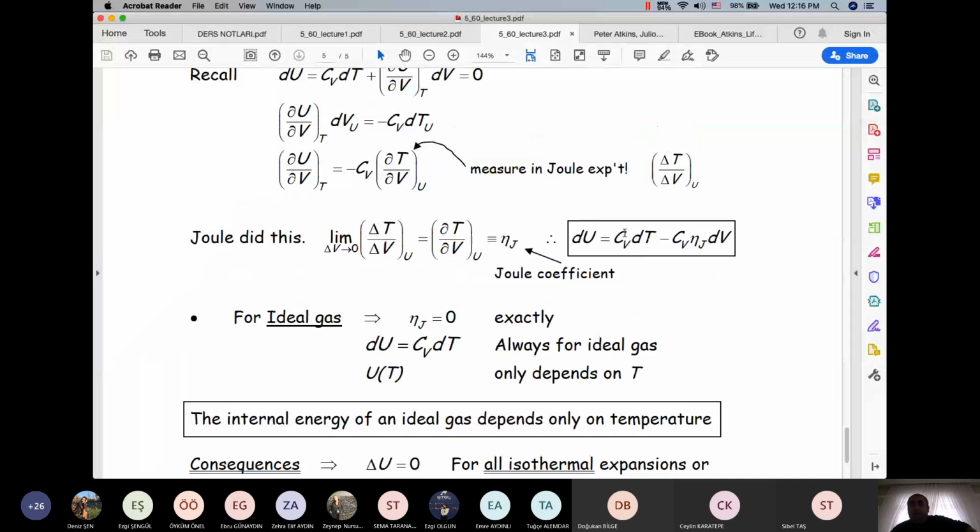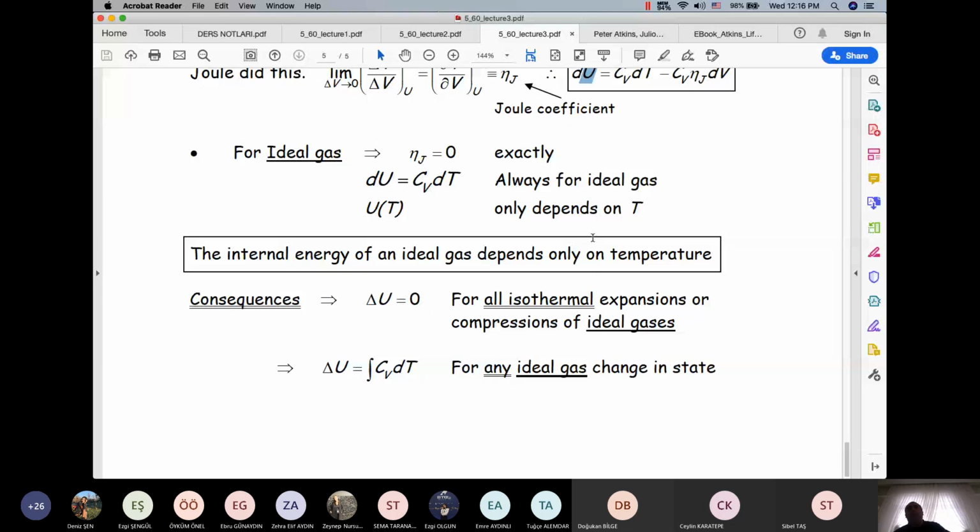For non-ideal gases, for the real gases, we have to put in a Joule coefficient to correct the internal energy change. But for ideal gases, the energy of the system depends only on temperature. This is a very important and critical finding. For ideal gases, the energy of the system changes only with temperature. Volume does not affect it. Okay? So that's it for today's topic.